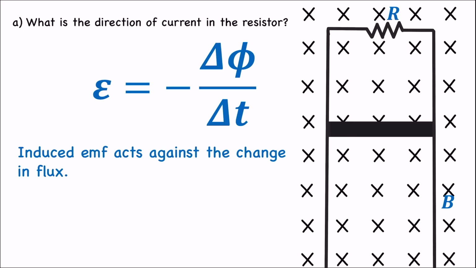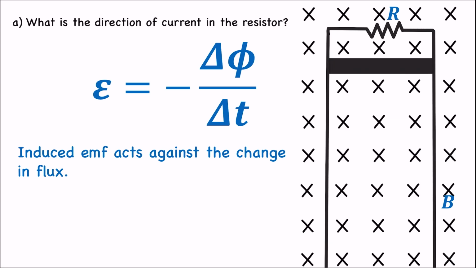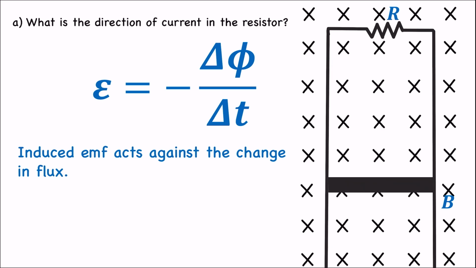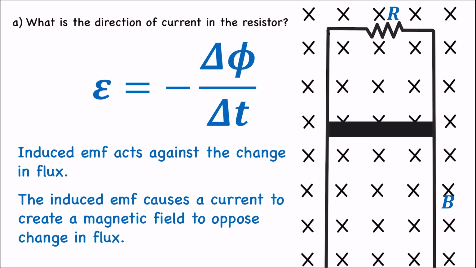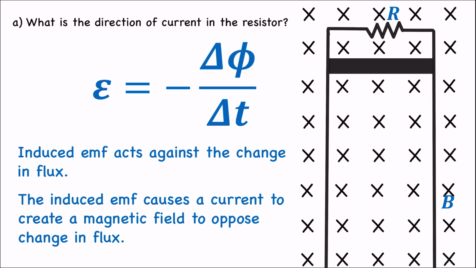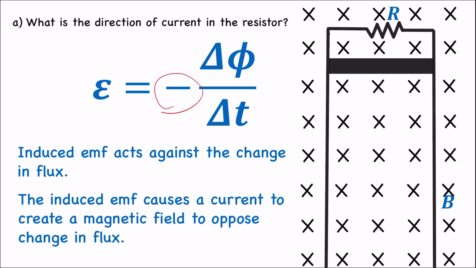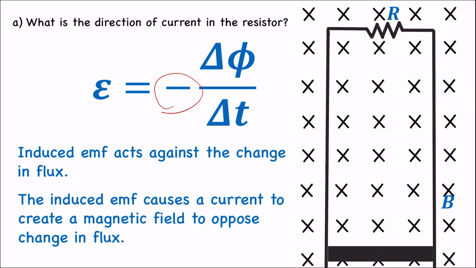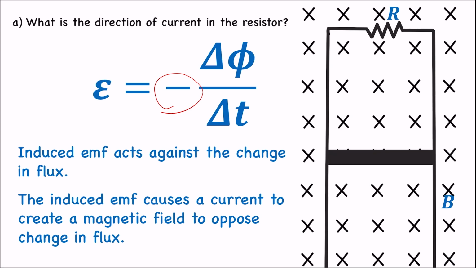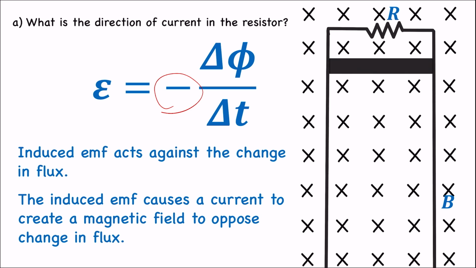For part A, I want to figure out which way the induced current is going. According to Faraday's law, a change in magnetic flux through a circuit creates an induced EMF, or an induced electromotive force. This electromotive force is going to create an induced current in the circuit, which will pass through the bar and through the resistor. And then the negative sign in this equation gives Lenz's law, which states that the direction of the induced current is going to be such that it opposes the change in the magnetic flux. And this induced current is going to generate its own magnetic field that tries to stop the flux from changing.